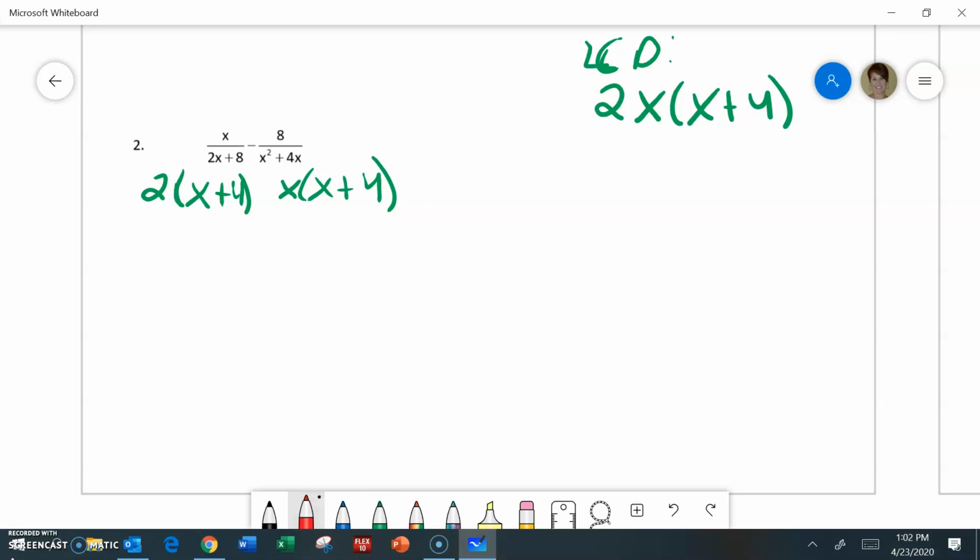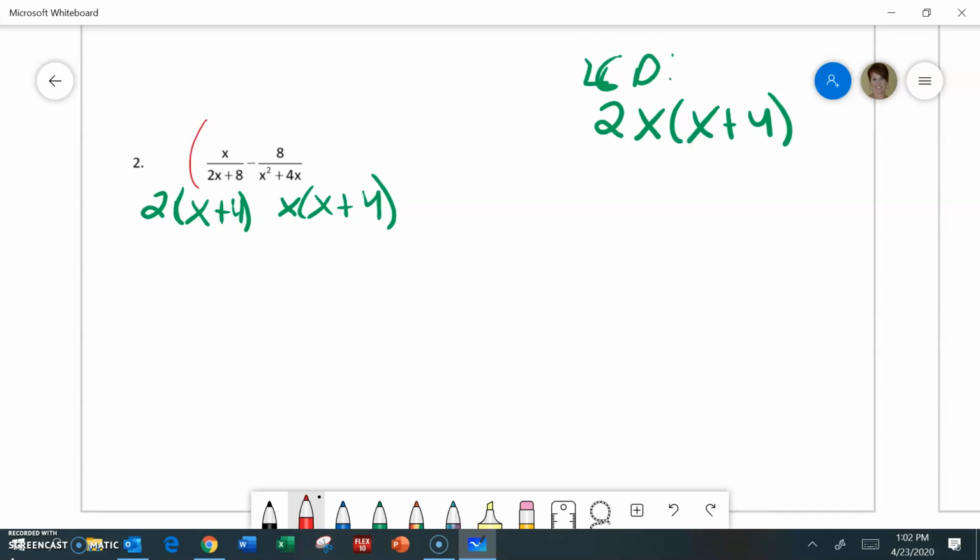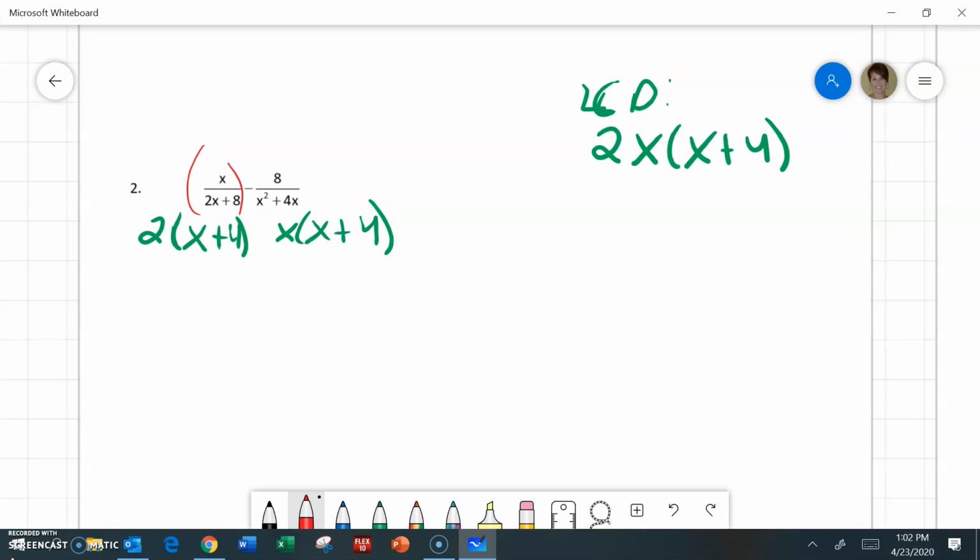So it looks like what we're going to have to do is multiply this first fraction, top and bottom obviously, so let me kind of include this. So we're going to multiply this. Well, we already have 2 times x plus 4, but we need this x. So we're going to multiply this by x over x.